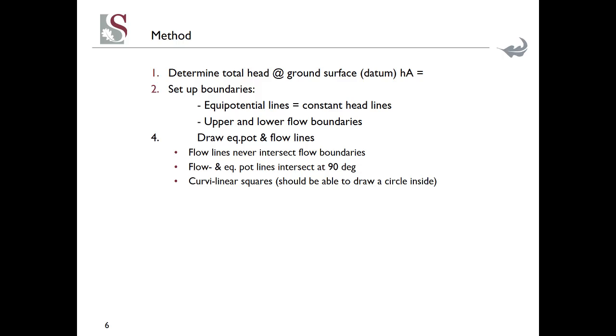Then we set up the boundaries. The equipotential lines are lines of constant head, and we always have an upper and lower flow boundary. You draw the equipotential and flow lines, and remember, the flow lines can never intersect each other and must follow the flow boundaries, and they cannot intersect the flow boundaries. The flow and equipotential lines intersect each other at 90 degrees, and you form a curvilinear square. In other words, you must be able to draw a circle inside it.